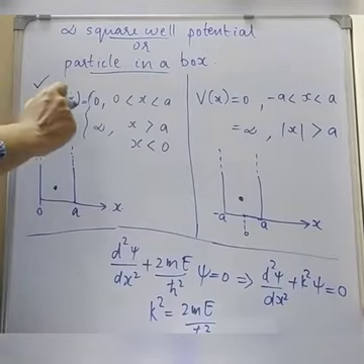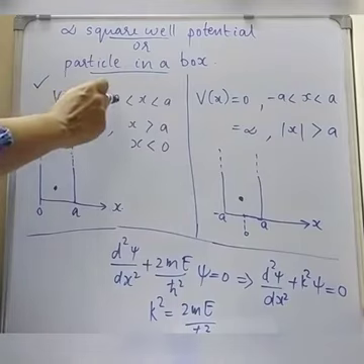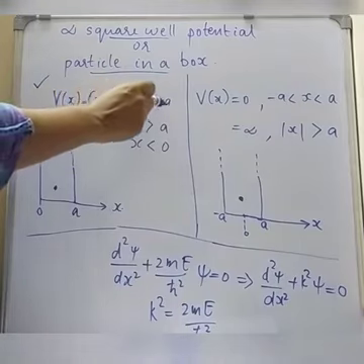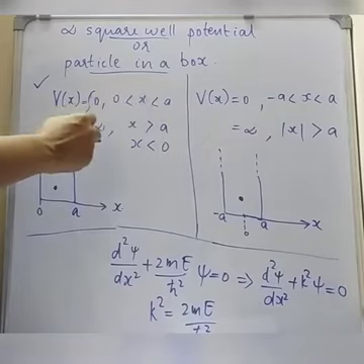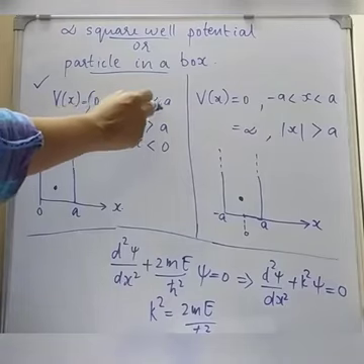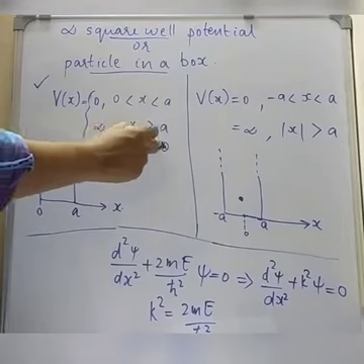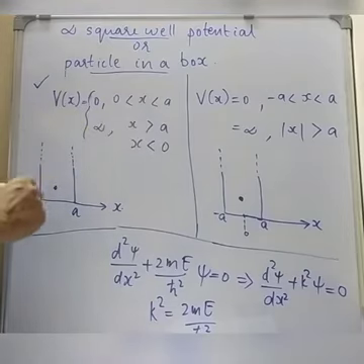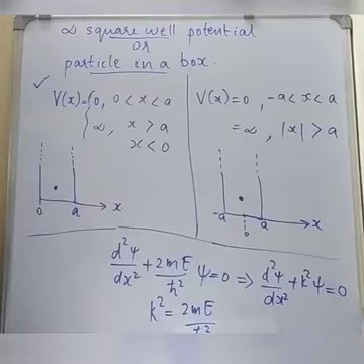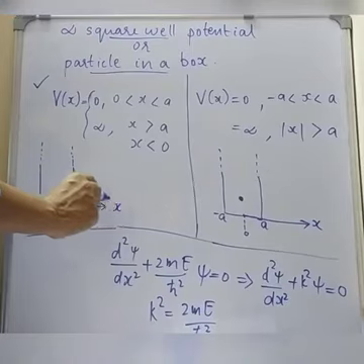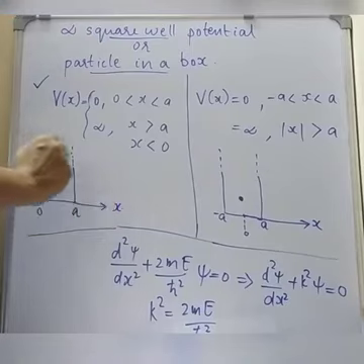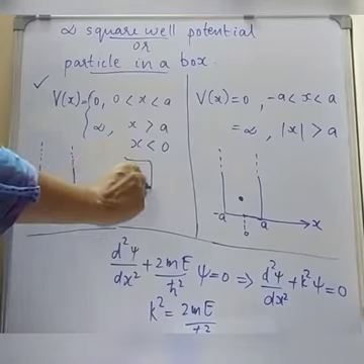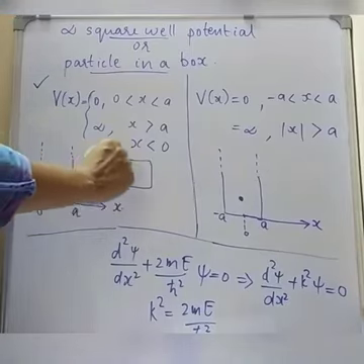That is, V of x is equal to 0 for 0 less than x less than a and infinite when x greater than a and x less than 0. So, the potential looks like this. So, we have a one dimensional infinite square well potential, or it's just like a box, one dimensional box.